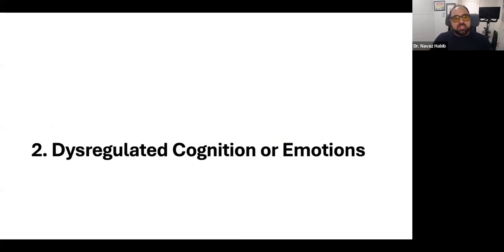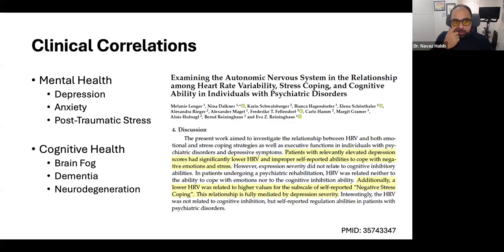The second one is dysregulated cognition or emotions. Now, we know that there are many clinical correlations that we need to look at that are linked to vagus nerve dysfunction in the mental health space: depression, anxiety, post-traumatic stress. In the cognitive health space: brain fog, dementia, neurodegeneration overall.